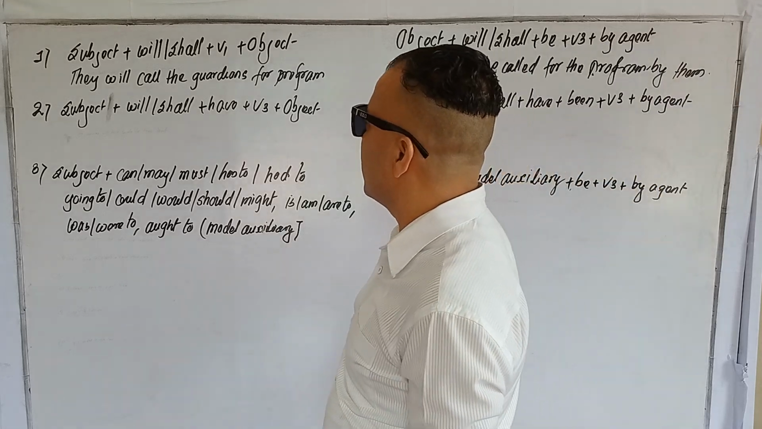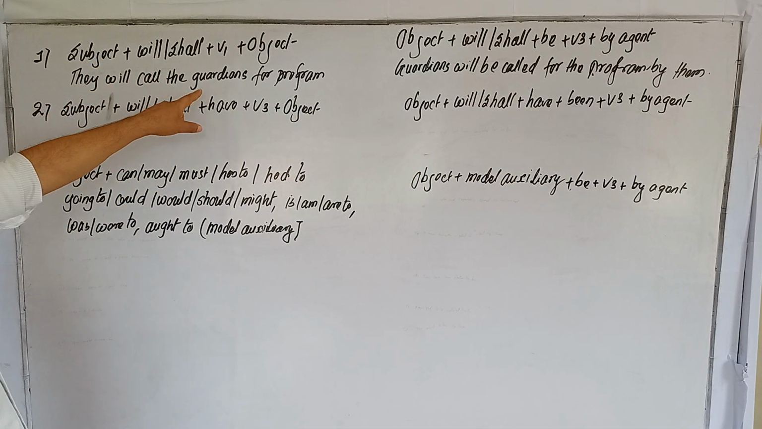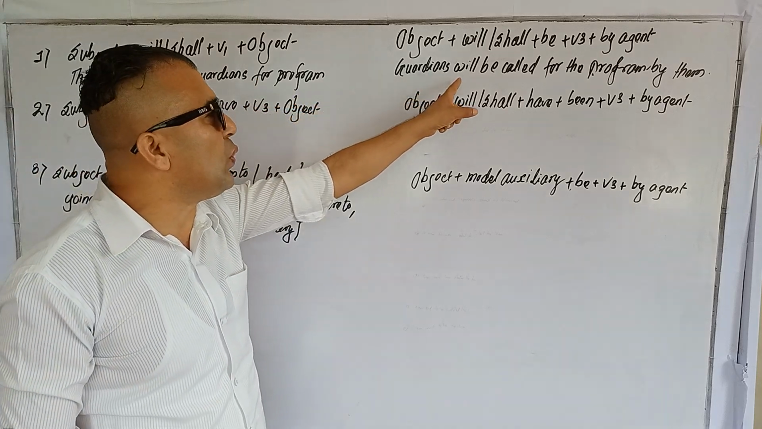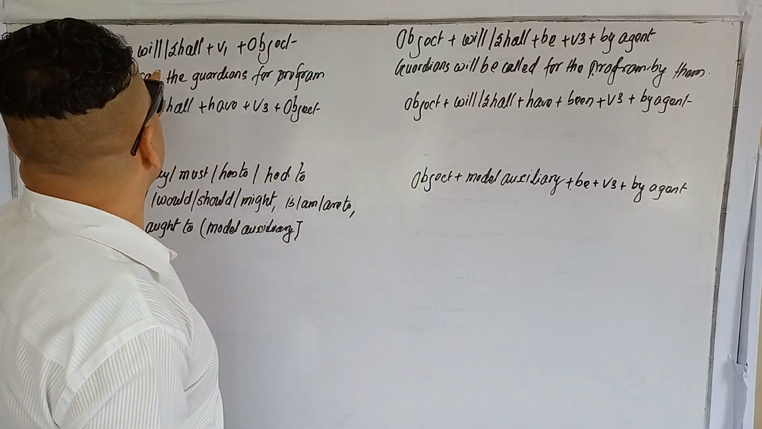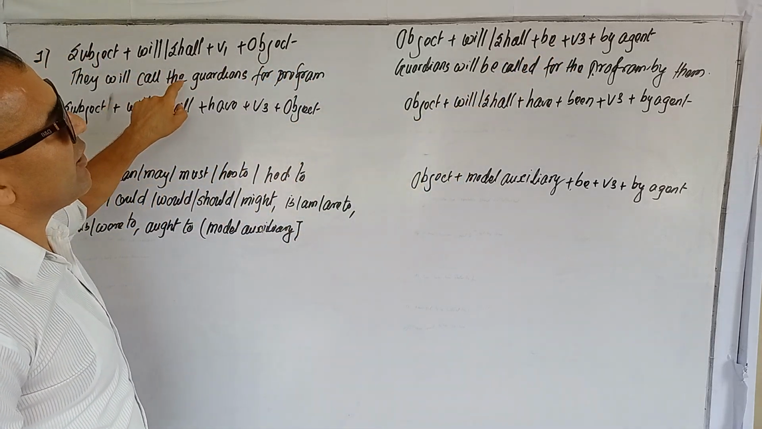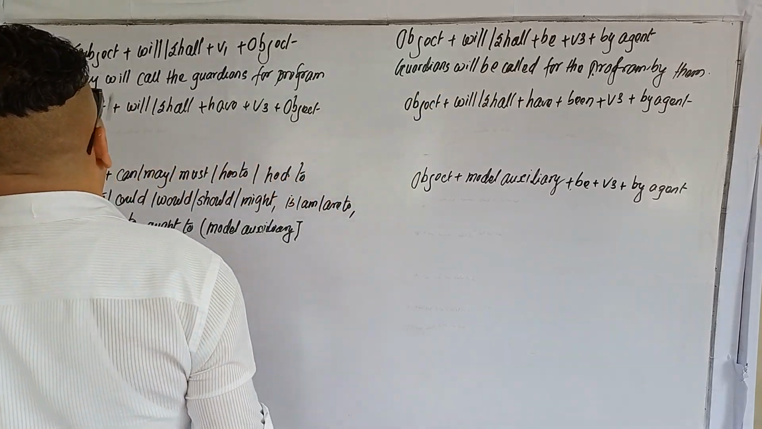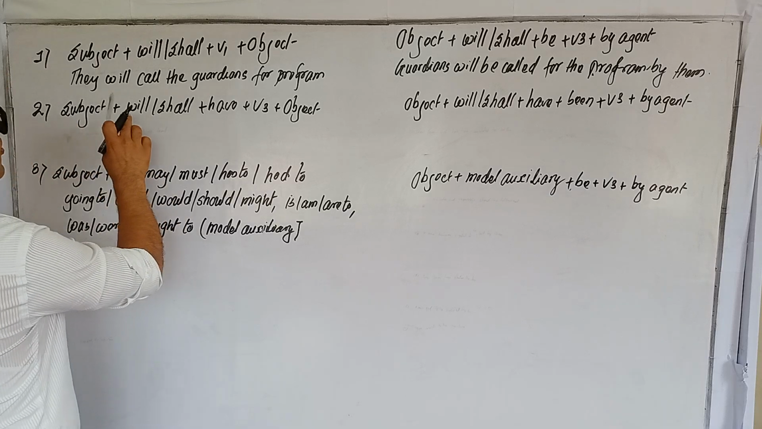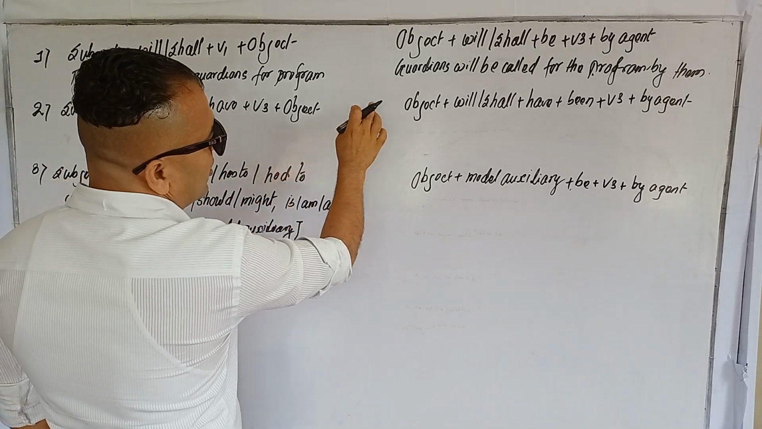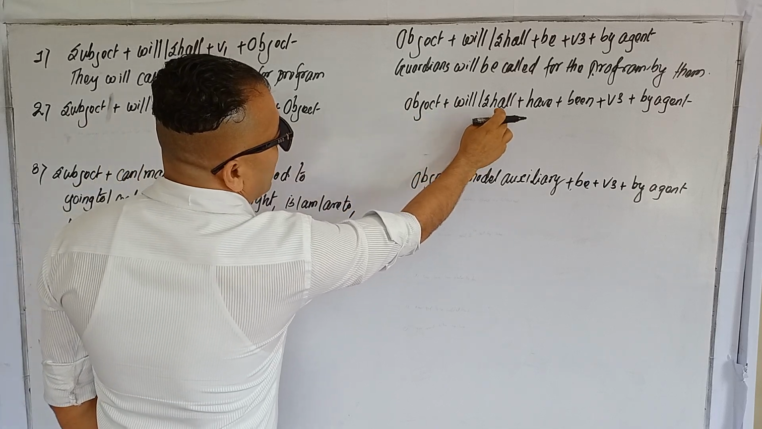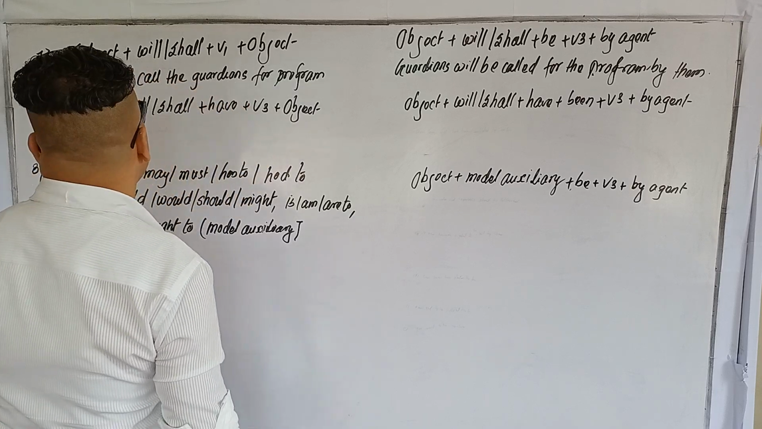Alright. This is the structure, understand? They will call the guardian for the program. Guardian will be called, be plus V3. Here V1 is here, call is here, and we send it to V3, be is put here. Alright. Subject plus will plus have plus V3 plus object. In this condition, object plus will plus have plus been plus V3 plus by agent.